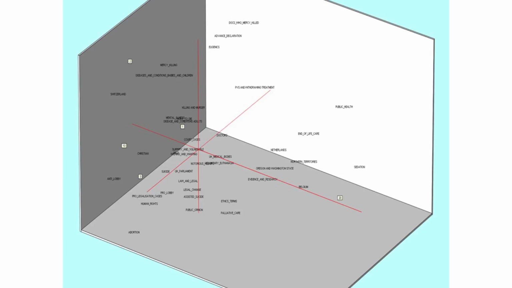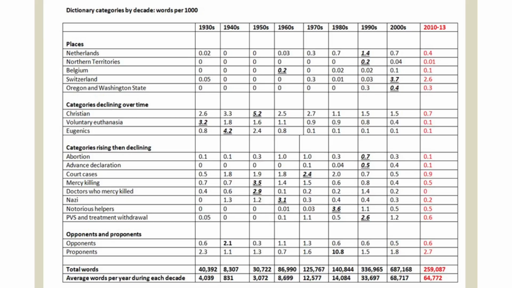This is a table which shows categories that have gone down over time. People don't use the language of Christianity in the context of euthanasia debates very much anymore. People don't talk about voluntary euthanasia, and eugenics is a very stigmatized way of talking in newspapers. It was popular in the 1940s, the 1950s, but now it is very rarely used, and we'll see an example of it later.